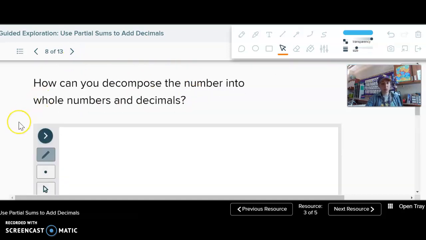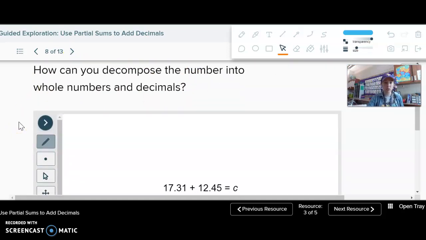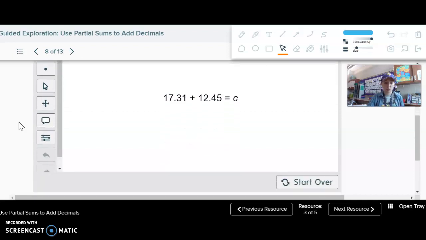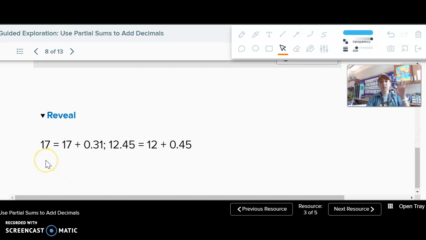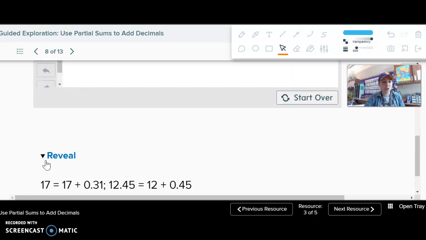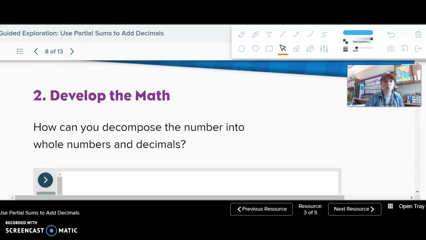So if we decompose them into whole numbers and decimals, well, we would have 17, 31/100ths, 12, 45/100ths. So remember, there's different ways to break numbers apart. And then for number 4, similarly, add each place, or you could say add the whole numbers and add the decimals. You're adding each part. Maybe say each part.